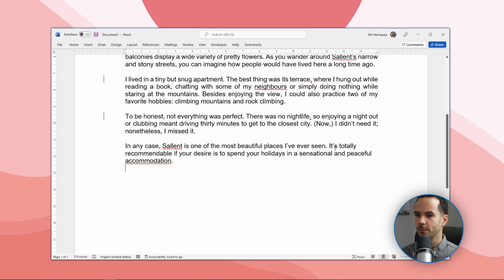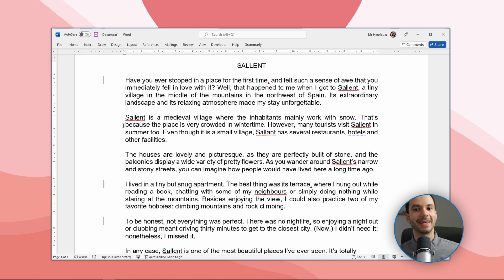And I'm going to change it into, "it's totally recommendable if your desire is to spend your holidays in a sensational and peaceful village." But I could also say something like this, because "sensational" and "peaceful" don't really go together, in my opinion. So I'm going to change it into this and make it "breathtakingly peaceful." So, if your desire is to spend your holidays in a breathtakingly peaceful village. And that's basically it. That's how I would upgrade this quite good B2 review.